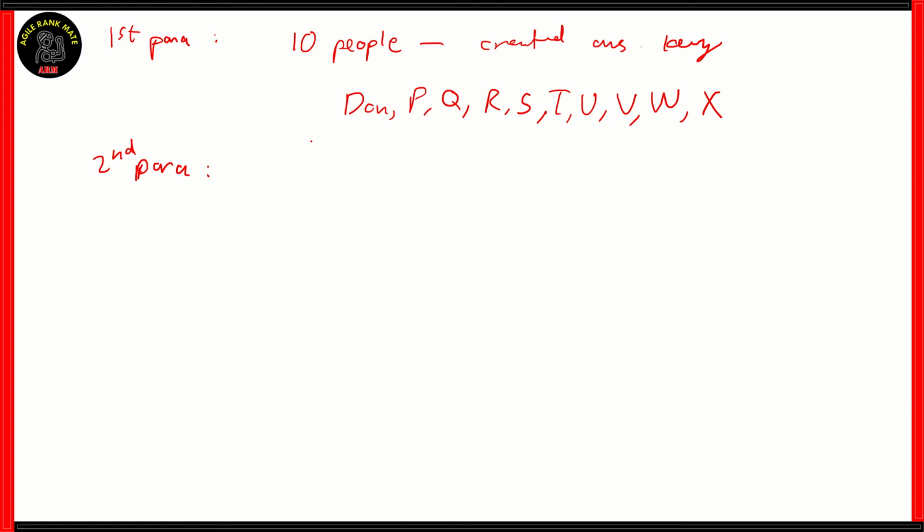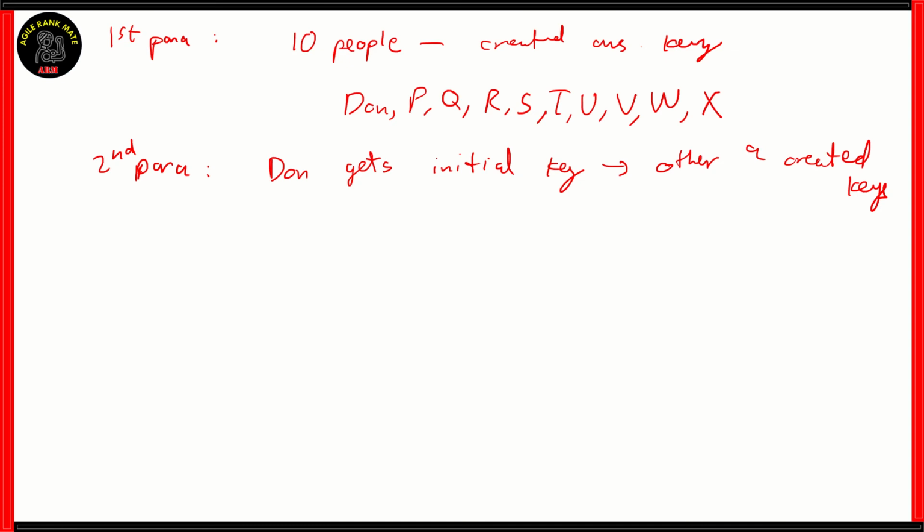So, Don gets initial key, then we have the other 9 people creating keys.